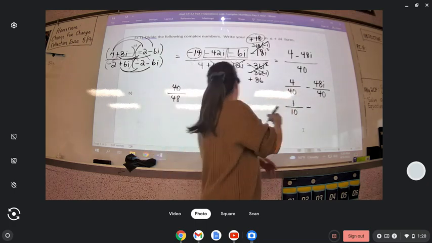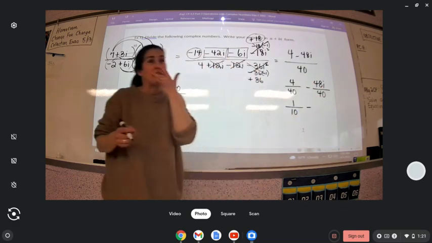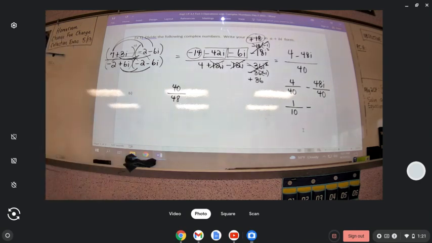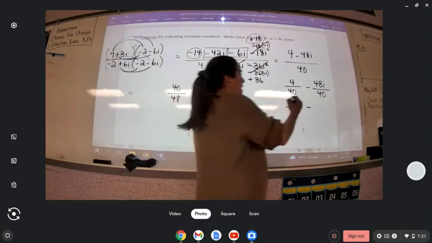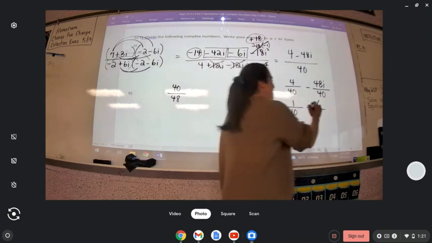All right? And then last, guys, what's the biggest number that divides evenly into 48 and 40? 4, something bigger than 4. You could do 4, but you'd have to reduce again. 8. What's 48 divided by 8? 6. And then 40 divided by 8 is 5.